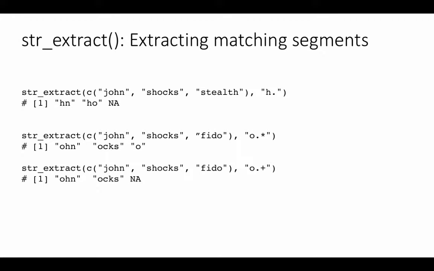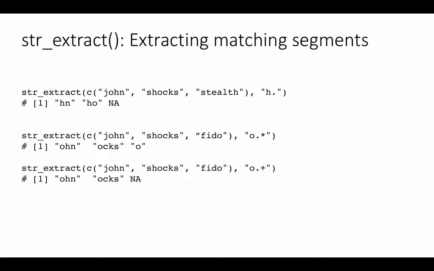Now let's take a somewhat more involved example. In our stringr package, there is a data frame called sentences. We used it before. Now what we want to do is find all the sentences that have any color words in them, like red, blue, yellow, green, orange. And then we also want to extract which are the colors that actually appeared.